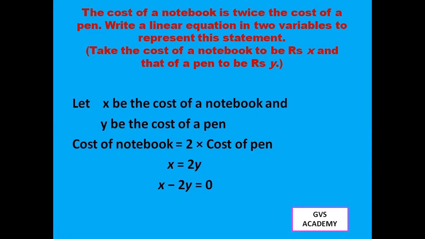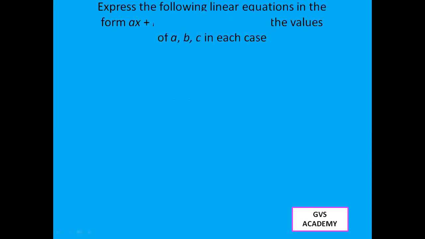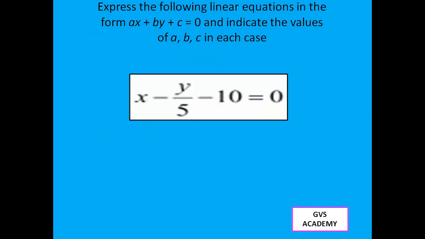Let me go for the next problem. Express the following linear equations in the form ax plus by plus c equal to 0 and indicate the values of a, b, c in each case. So there will be a linear equation given for all the subdivisions. Among the subdivisions we have to find the values of a, b and c. Now look at the first one, x minus y by 5 minus 10 equal to 0.